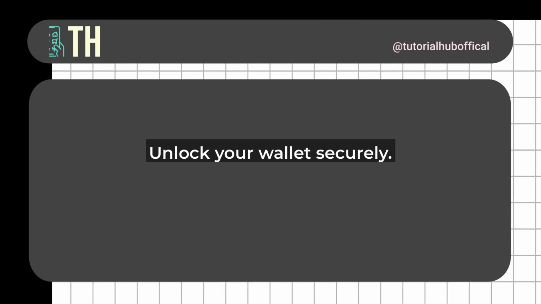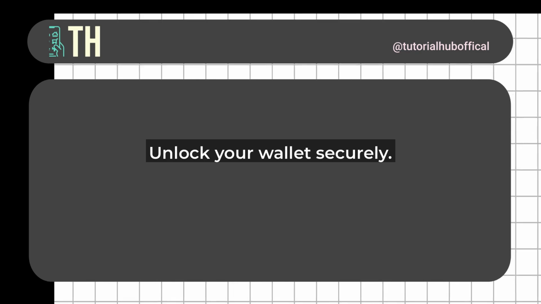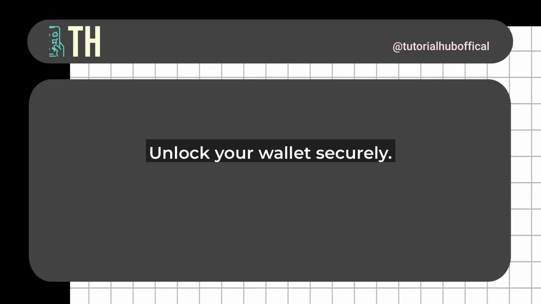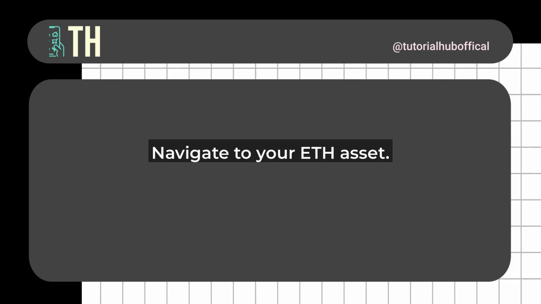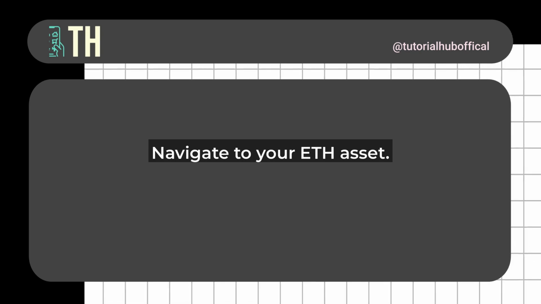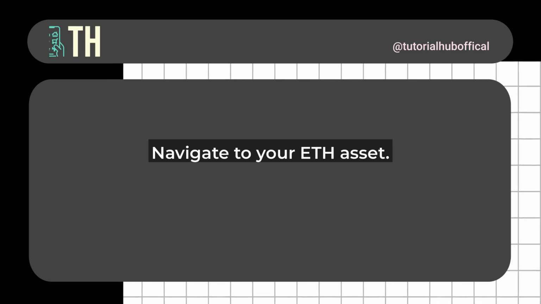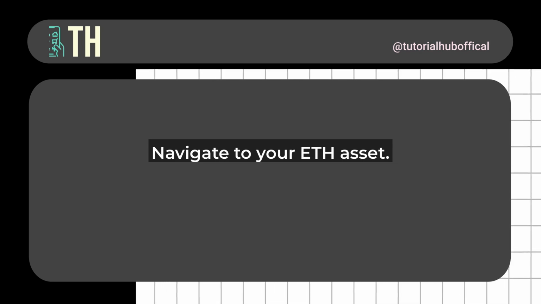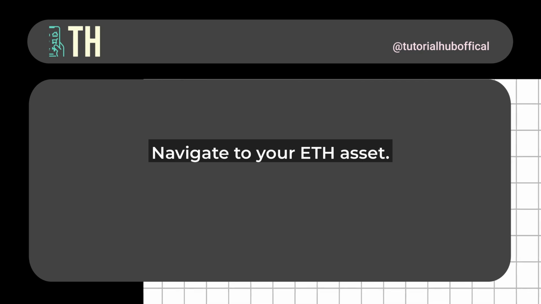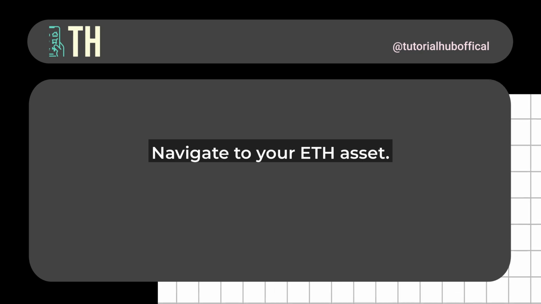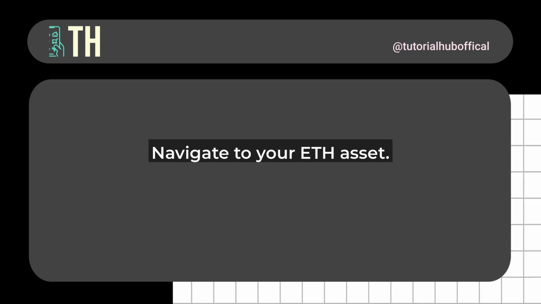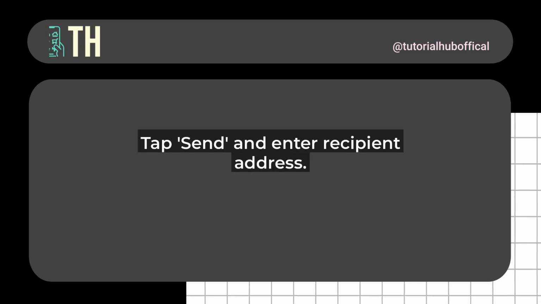Let's jump right in. First things first, make sure you have the latest version of Trust Wallet installed on your device. It's free and available on both iOS and Android. Head to your App Store and update if needed. Once you're set, open the app and unlock your wallet using your PIN, Face ID, or whatever security method you chose. Security is key in crypto, so double-check that step.